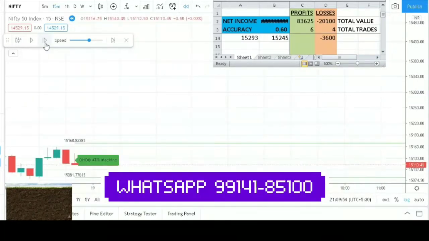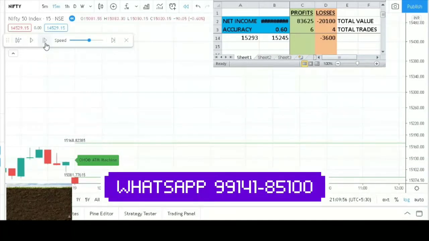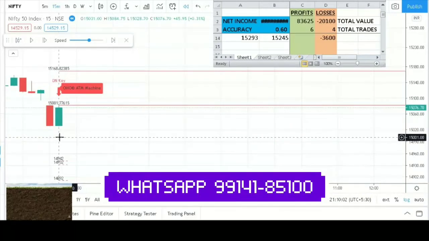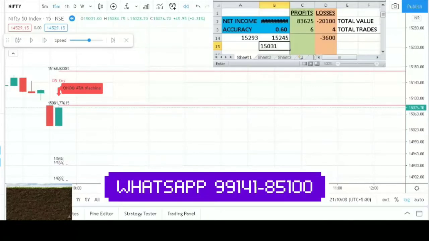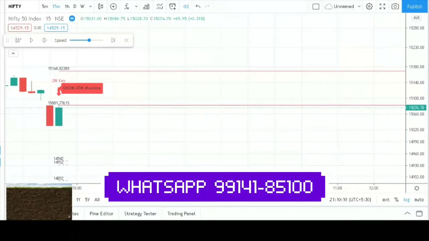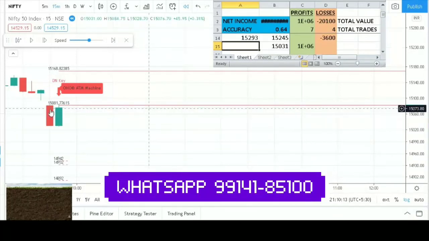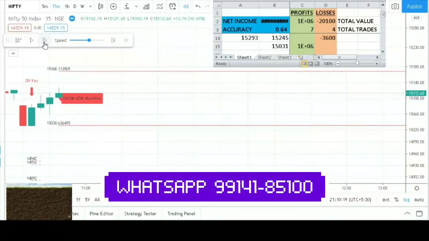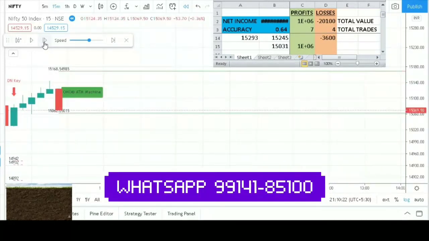Now the ATM machine turns to green, so we will think about only buying. But it goes below to red, and its opening is at 15031. We sold at 15031. And what happened? No target. The machine turned green. Its opening is 15124.